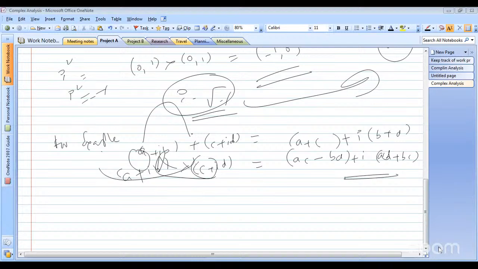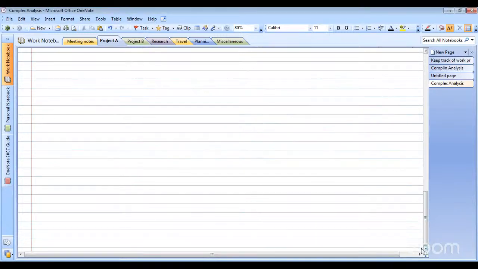In the next one, w and z are complex numbers. We mean w is equal to z when the real part of w is equal to the real part of z, and the imaginary part of w is equal to the imaginary part of z. In this process we usually refer to the imaginary parts of the complex numbers.